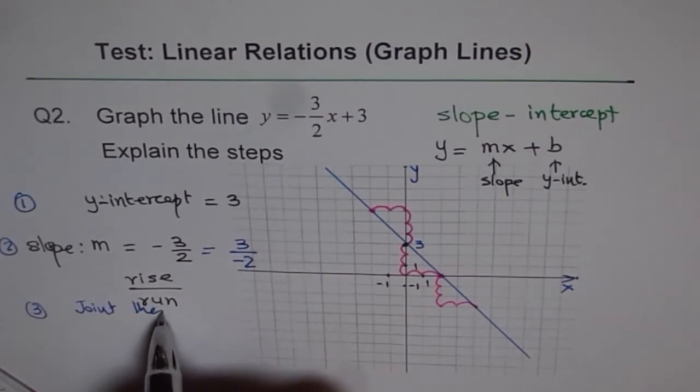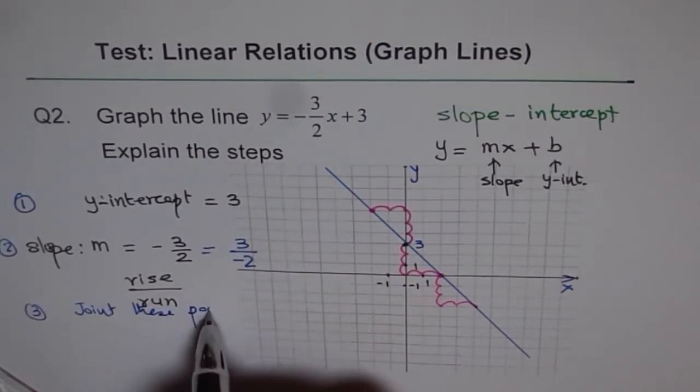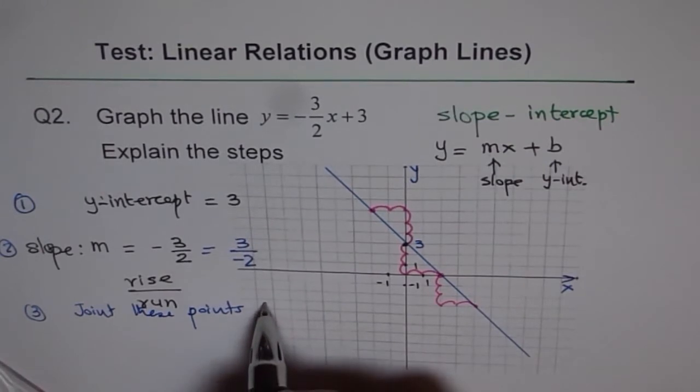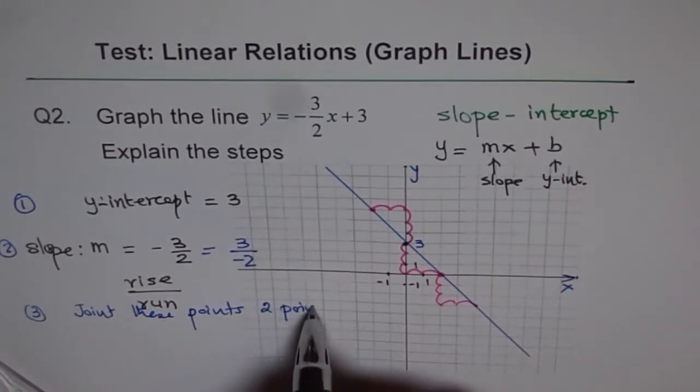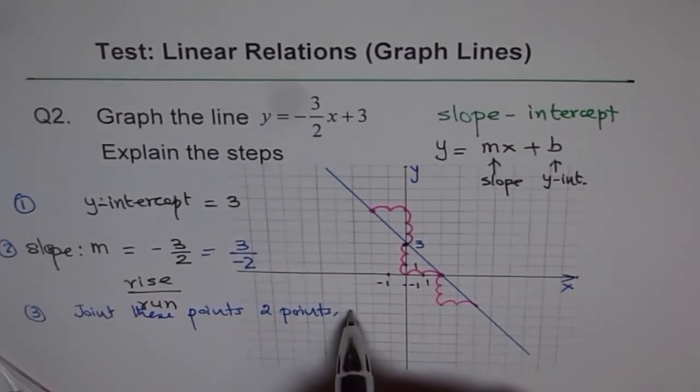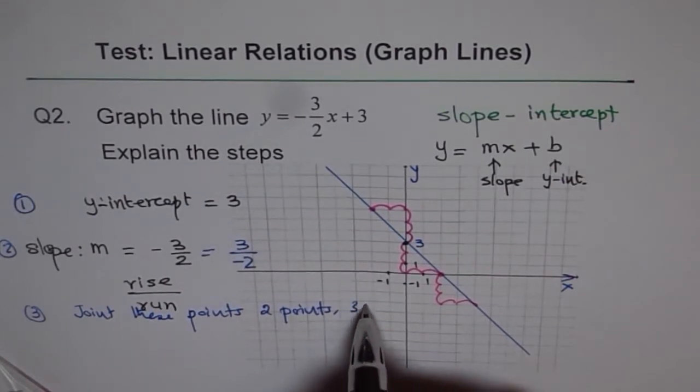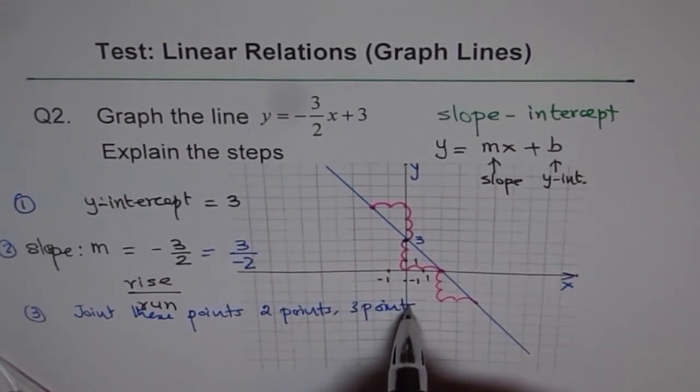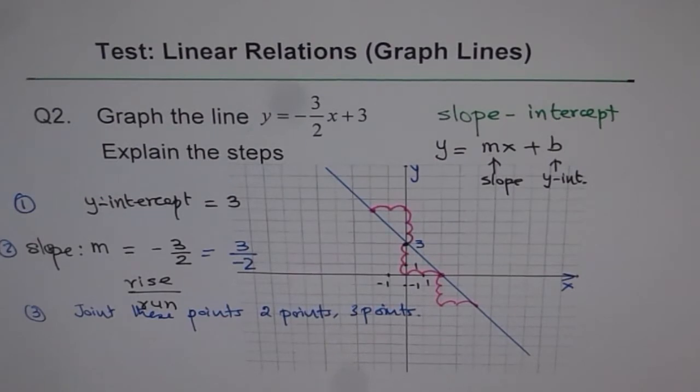So the second is this, and third, join these points, right? How many points do we need? We need at least 2 points, right? And better always 2 to 3, or 3 points to get a line. Okay, that is preferred. 3 points is better to draw a good line. So that will work. I hope you understand.